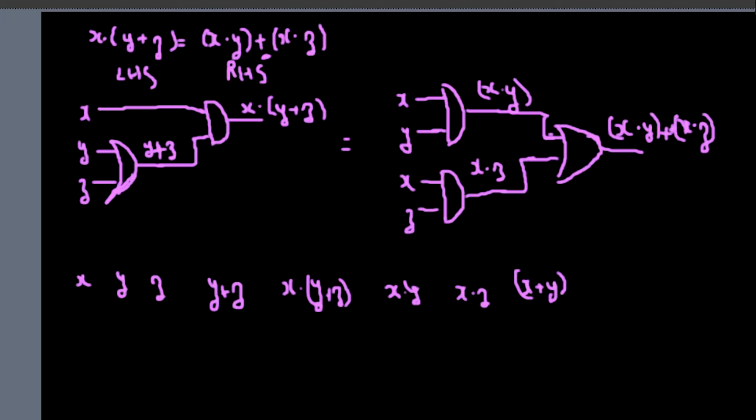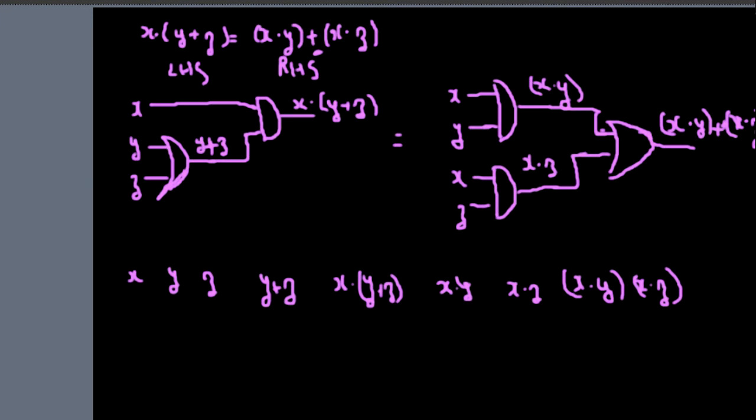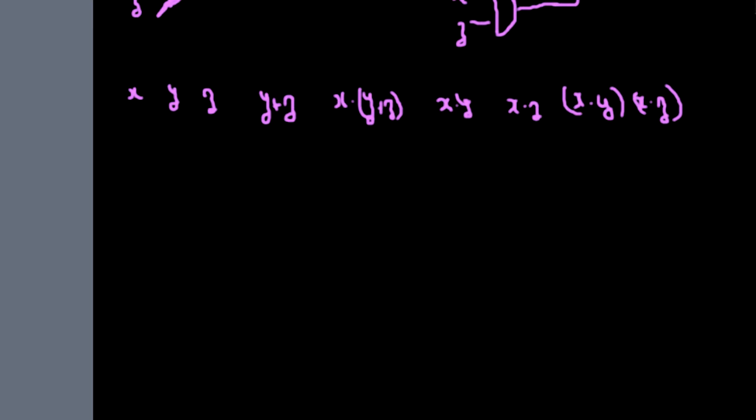So these are the columns that you would require in your truth table: x multiplied with y, and x multiplied with z. Finally these two columns need to be the same. So let's do this one. I'll verify this one for you guys.